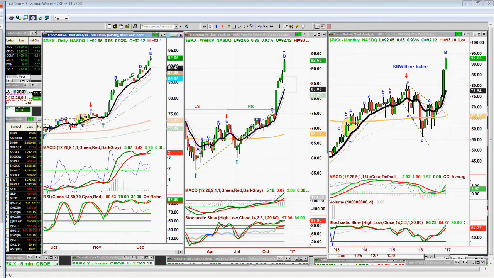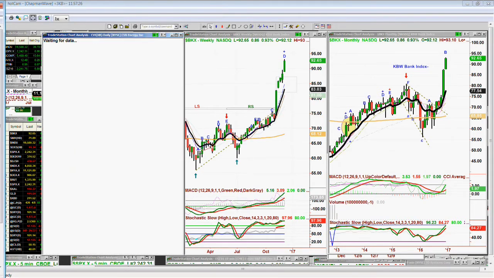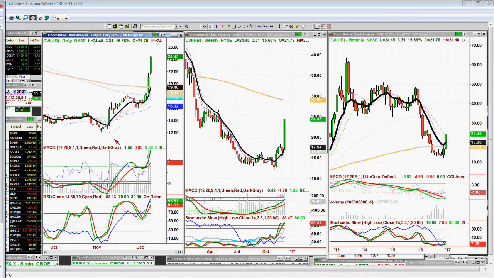Judy wants to know about CVI. CVI. I don't think I've ever looked at CVI. CVR Energy. This is A, B, C. It looks very strong. Man, look at these charts. If you didn't get in, you're just stuck. All I can say is that at 24.44, I'd have to wait.